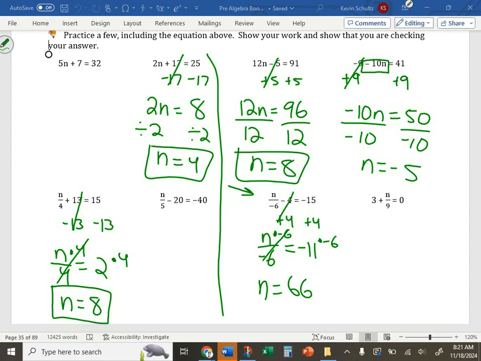Okay? Positive 66. Lastly, this one's similar to the one right above it where that variable term comes second. 3 plus n divided by 9 equals 0. What are we going to do first here? Who's bold, brave, believes in themselves, thinks that they have the right step? Callie.